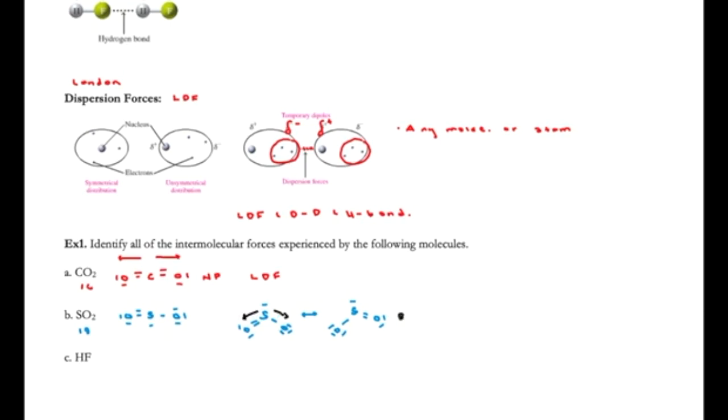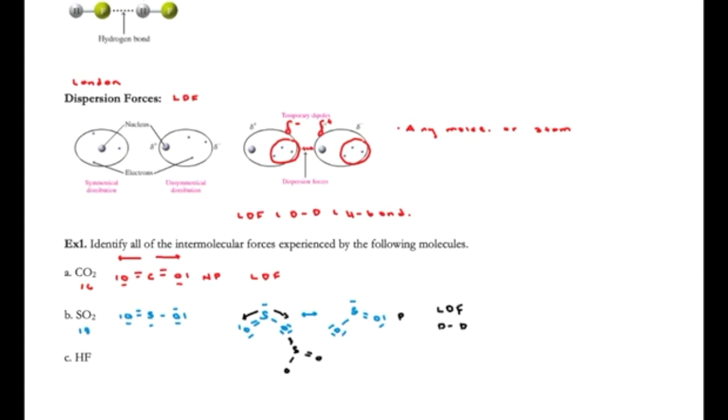So if it's polar, that means, first of all, it will always experience LDF. The question asks you to write all of the intermolecular forces it experiences. Everything experiences LDF. But then it also can experience dipole-dipole forces because it is a polar molecule, right? Oxygen will be partially negatively charged, sulfur will be partially positively charged. So if another molecule comes up like that, the partial positive charge on sulfur will be attracted to the partial negative on oxygen. So it has dipole-dipole forces. It does not have hydrogen bonding, however, because it has no hydrogen.